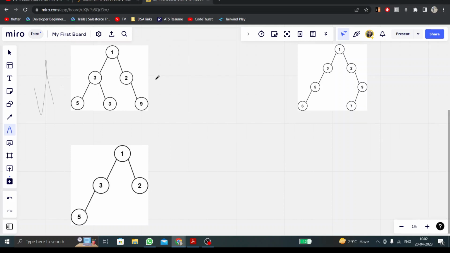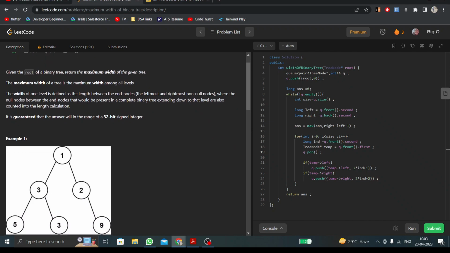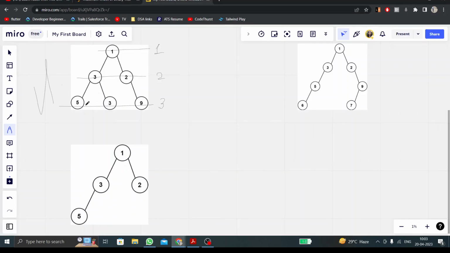Okay, let me first explain the question to you. The question says we have to take the maximum width from a level. In this level we have just one node. In this level we have two nodes. In this level, since we have three nodes, but the question also says that we have to consider the null nodes as well, where the null nodes between the end nodes that would be present in a complete binary tree extending down to the level are also counted. Here, in this case, we have three nodes, but we also have to consider two's left, which is null.